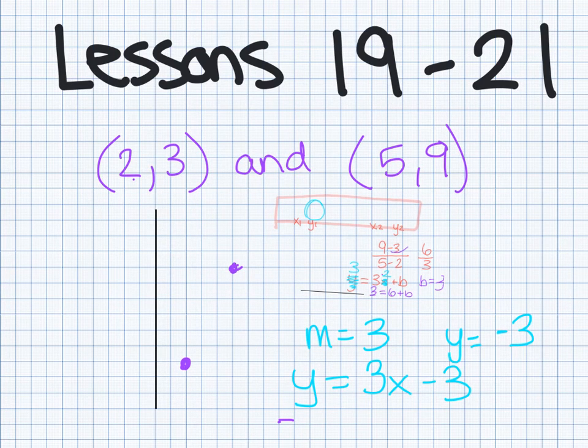So if you don't know the y-intercept, you can use one of the ordered pairs to find it. Better yet, if one of your ordered pairs has that 0 in the x spot and then a y value, that's your y-intercept right there. You don't even need to use this process. All right, that's all. Good luck on your test.